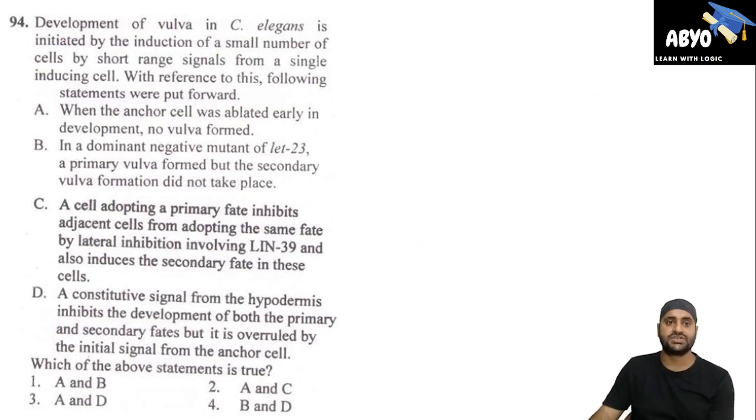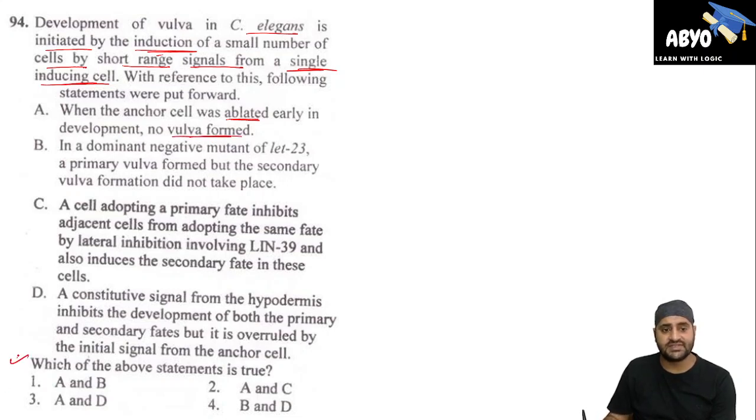Now, second question. Development of vulval cells in C. elegans is initiated by the induction of a small number of cells by short-range signaling from a single inducing cell, hence called the anchor cell. With reference to the following statements put forward: when the anchor cell was ablated, meaning destroyed, early in development, no vulva is formed. This statement is true, but we will find which of the statements is true.